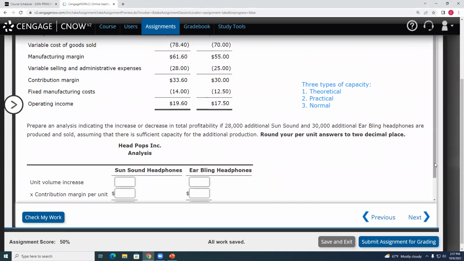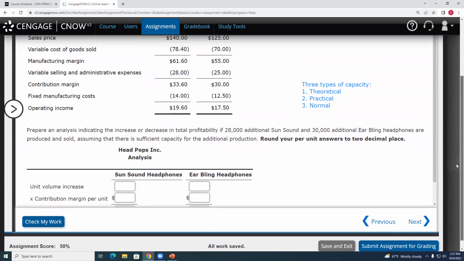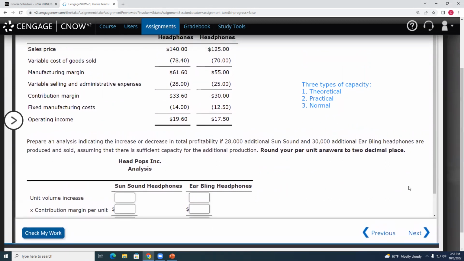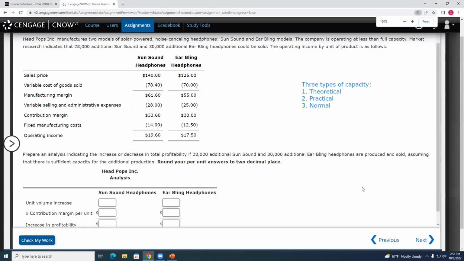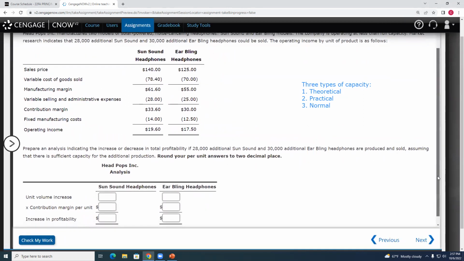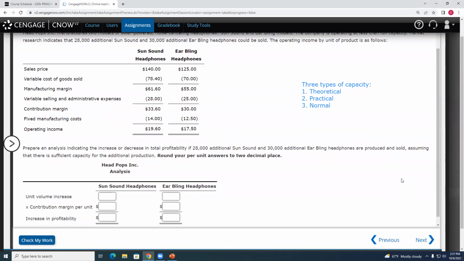So let me see if I can position this where we can see. If I make it that size, can you still see that? Still see that up there?